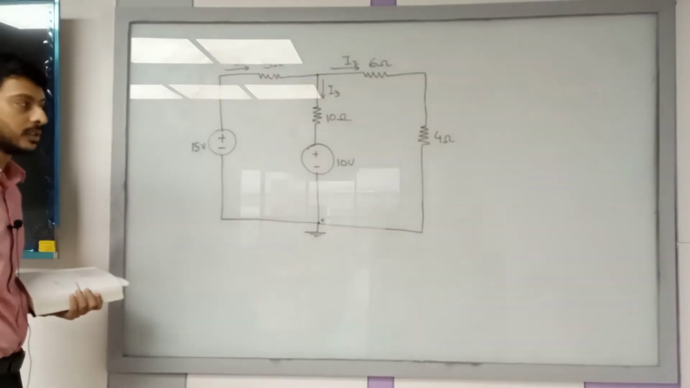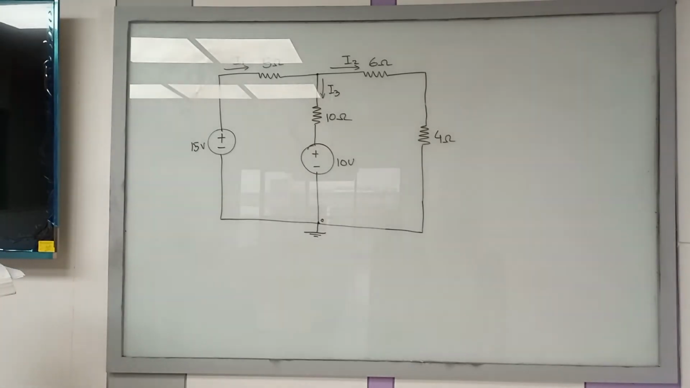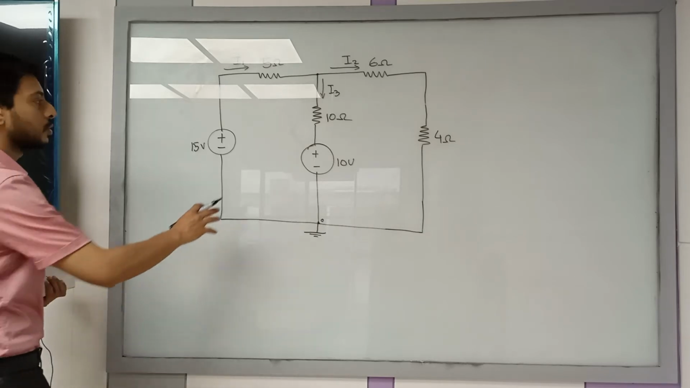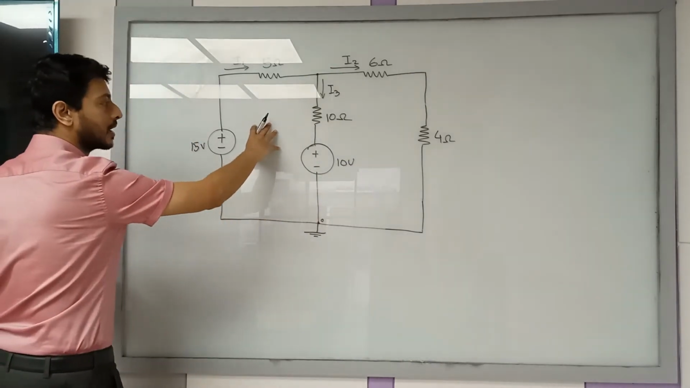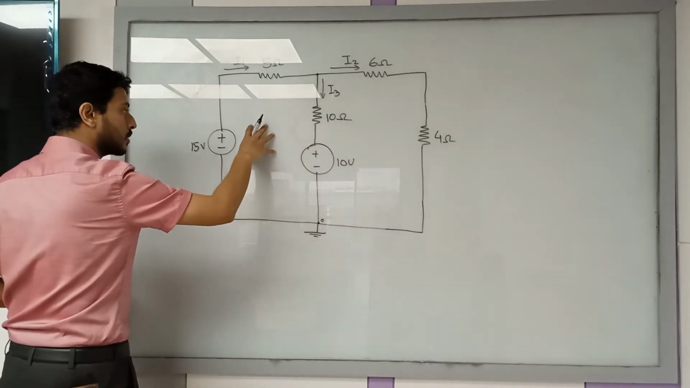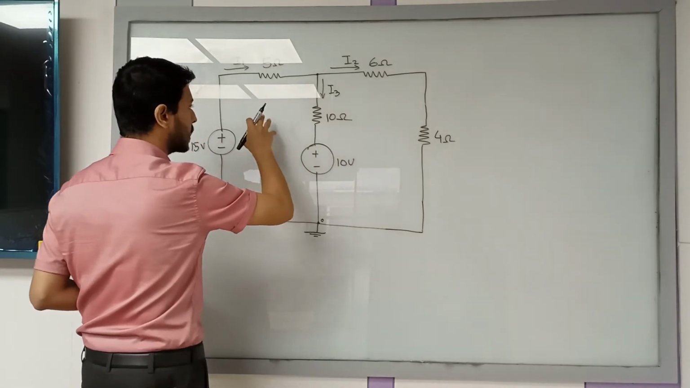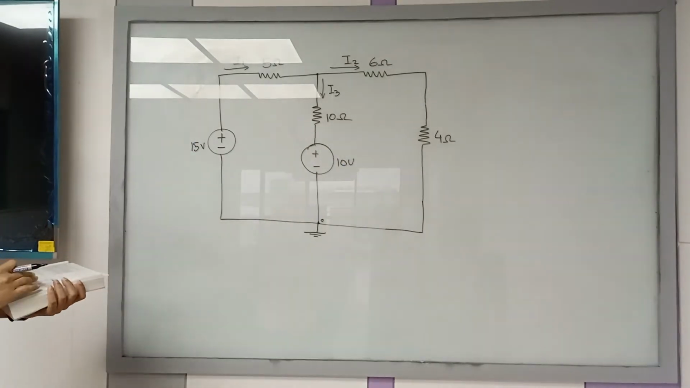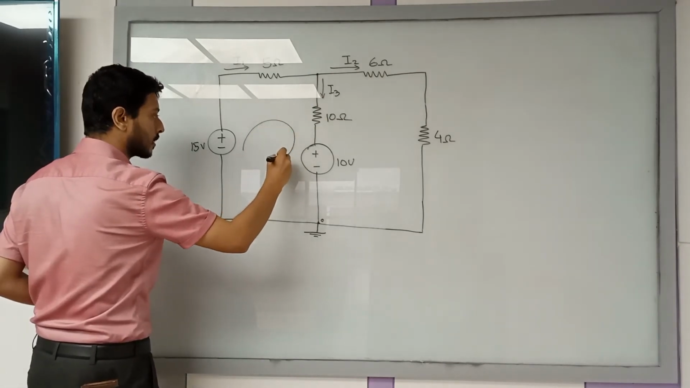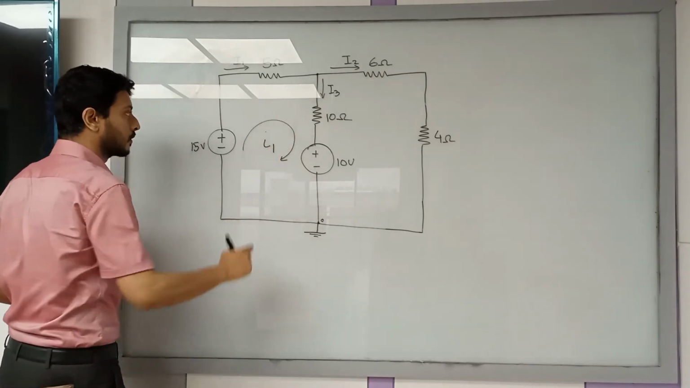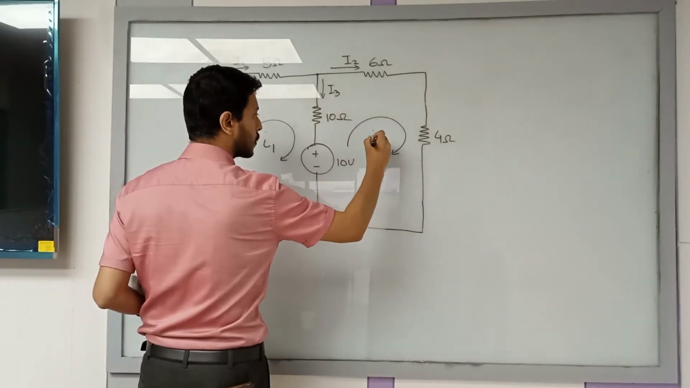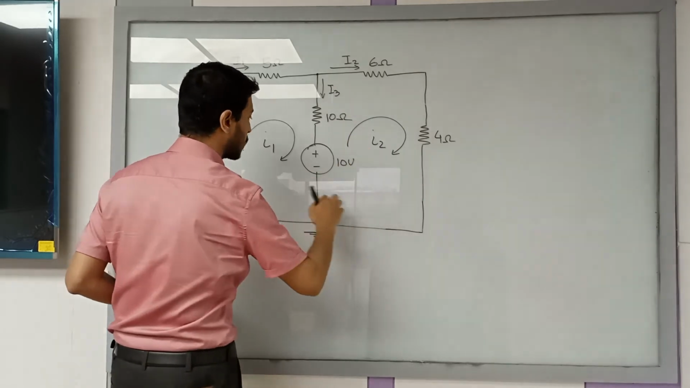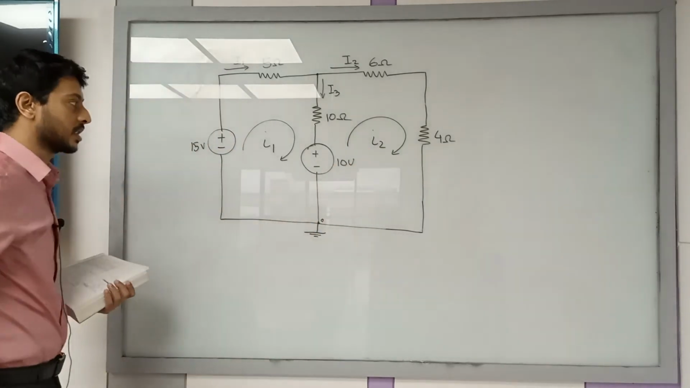So the first step, if you remember, you need to find the number of individual loops. You have two. Here is one, here is one. This is loop 1, this is loop 2. You need to name these loops in terms of mesh currents. So this is mesh current 1 flowing through this loop and mesh current 2 flowing through this loop. So these are the two meshes.